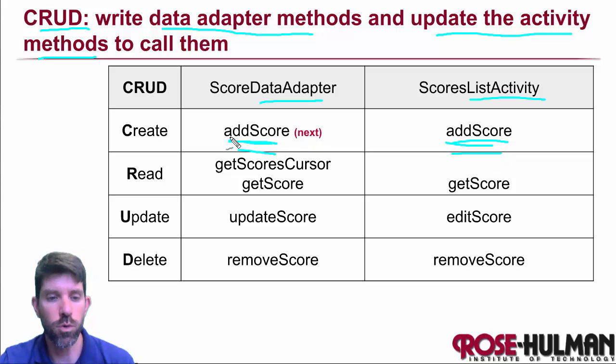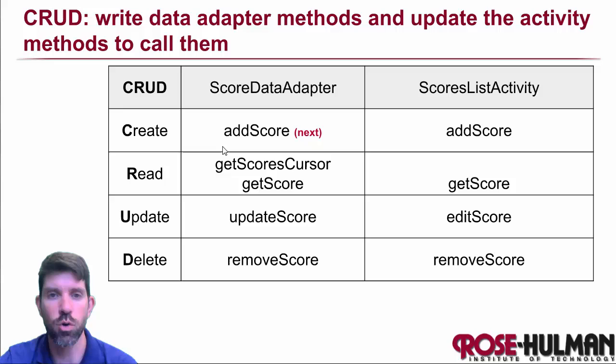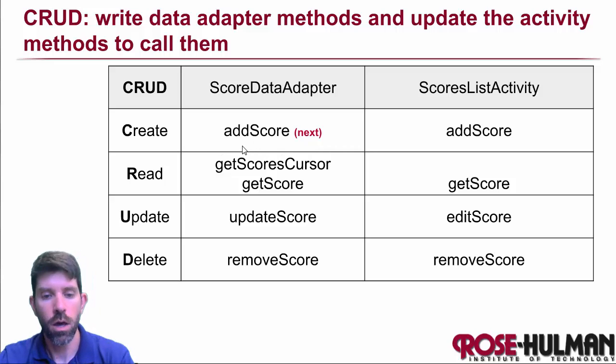So let's start off with creation, right, in our add score method. So this is going to be one that we're going to write from scratch. Right. So let's do that.